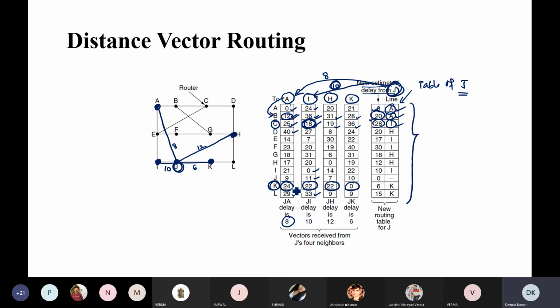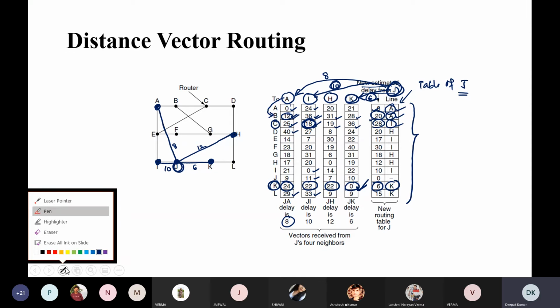Among all these 4 nodes, this is smallest, here 0. And J to K, the weight is 6. So if you wish to go from J to K, you will go via K and the total cost will be this 0 plus 6, that is 6, and this is via K. In that fashion, this routing table works, and the routing table can be created.